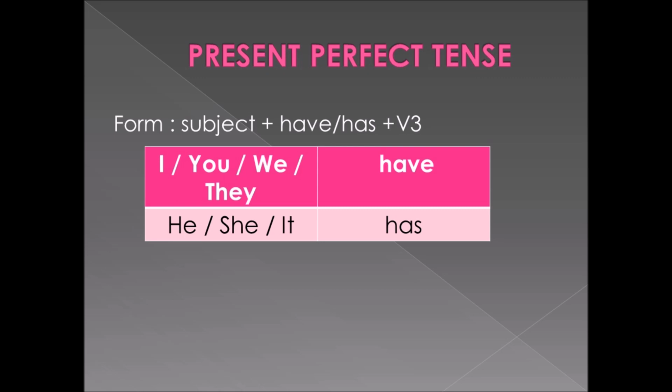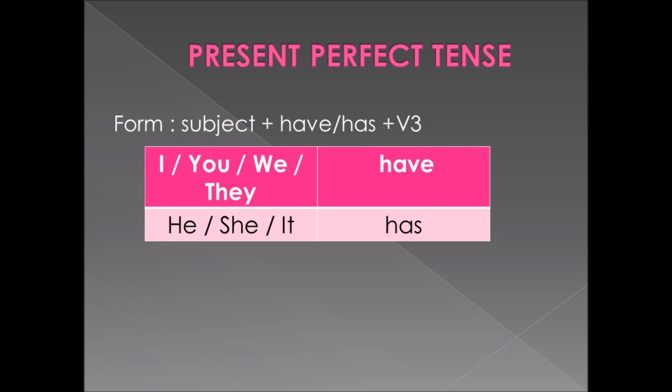Dear students, we have already covered simple tenses and continuous tenses in your previous videos. Now let's begin with perfect tenses. First, let us see about present perfect tense in detail. The structure of present perfect tense is subject plus have or has plus V3. What is V3? V3 is nothing but the past participle form of the verb.